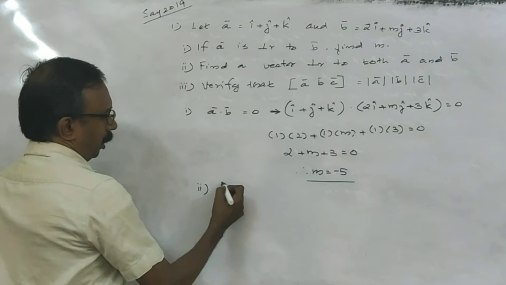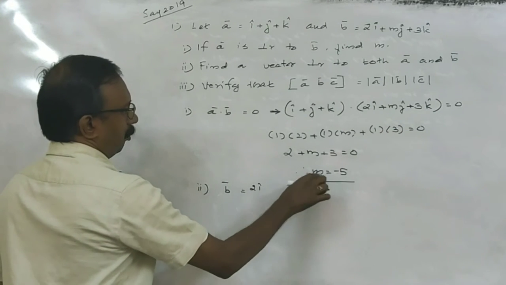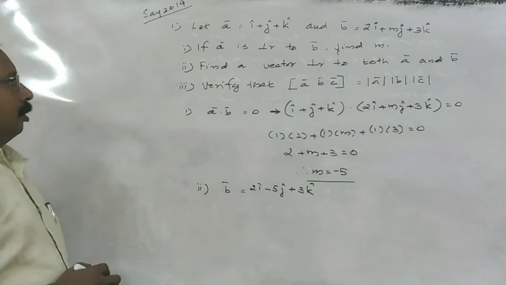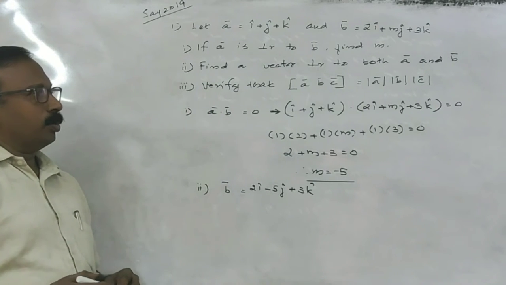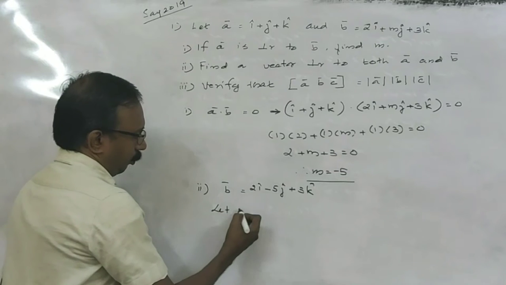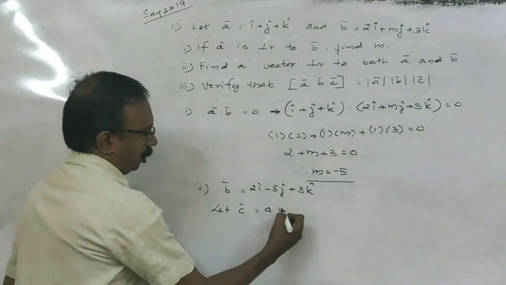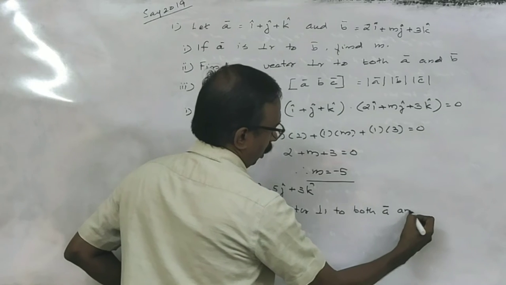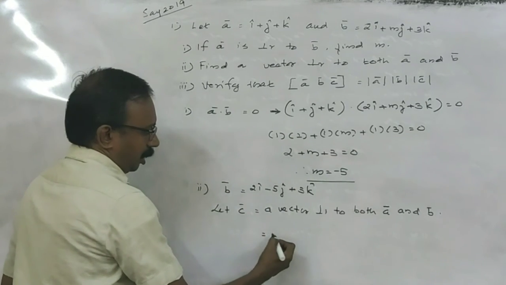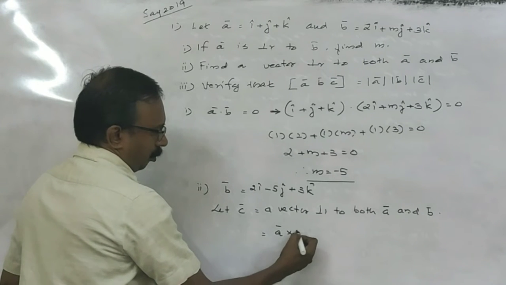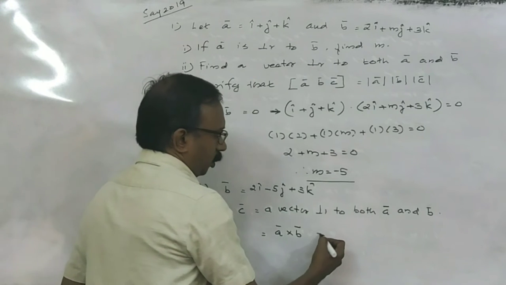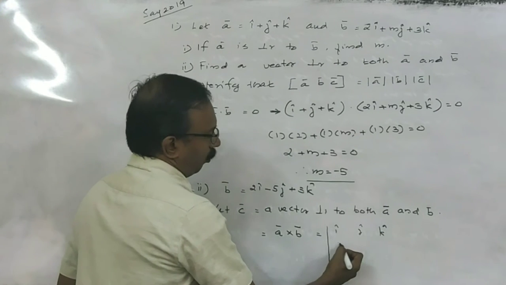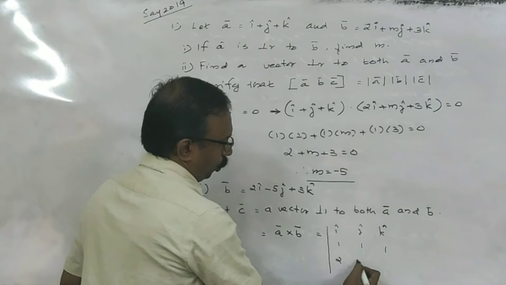Now, vector b is equal to 2i minus 5j plus 3k. Find a vector which is perpendicular to both A and B. Let vector C be a vector perpendicular to both A and B. Therefore, vector C is equal to A cross B, and A cross B is the determinant of i, j, k; A is 1, 1, 1, and B vector is 2, minus 5, 3.